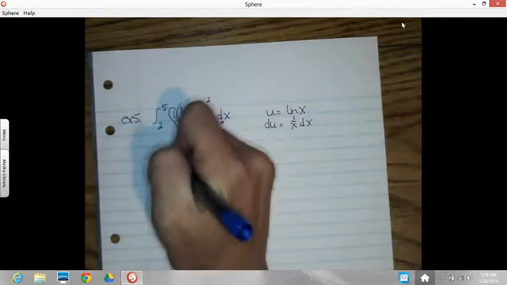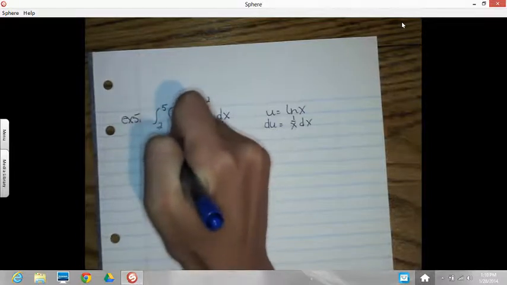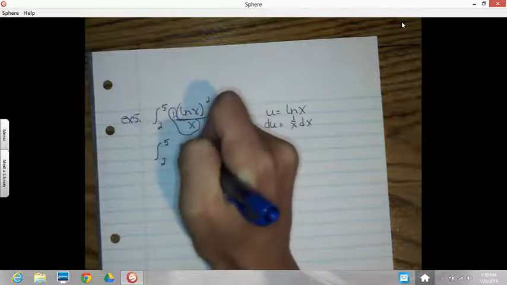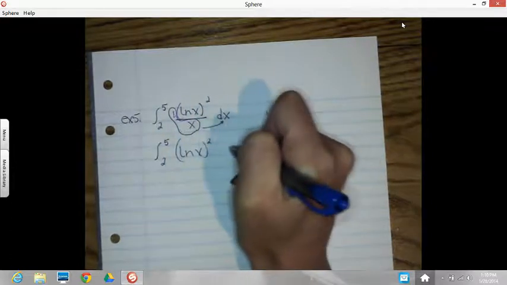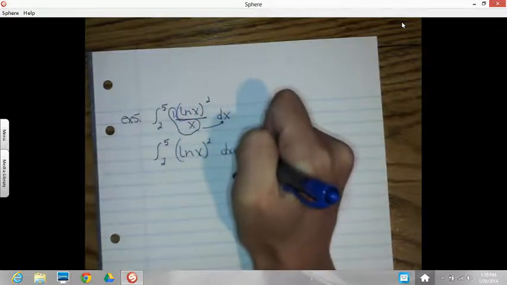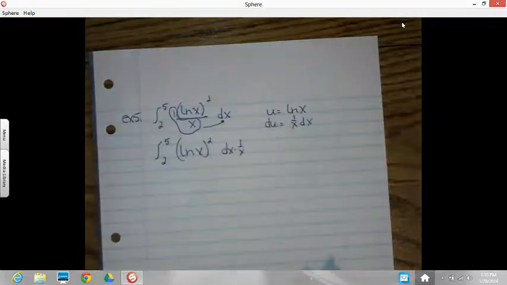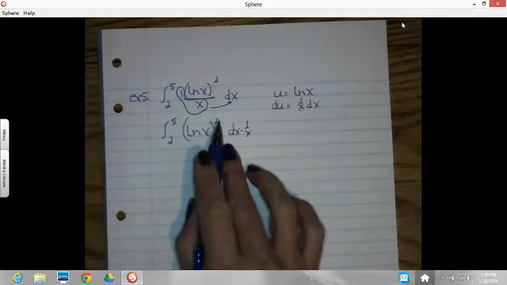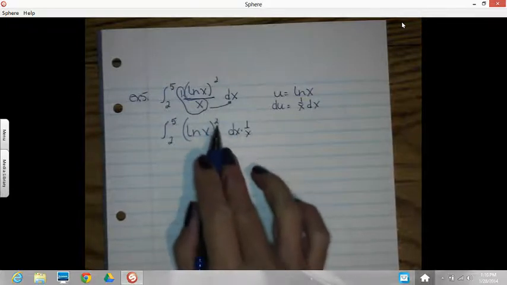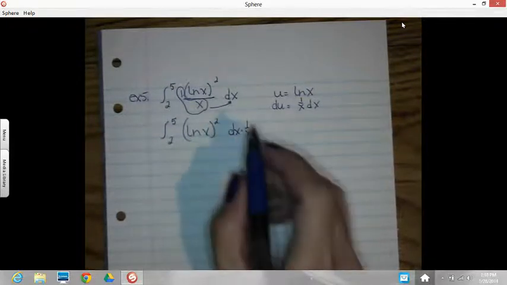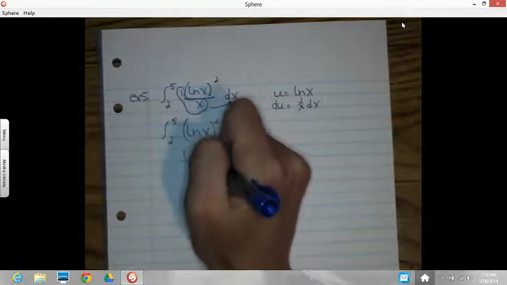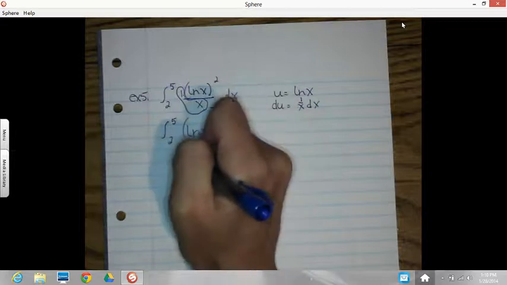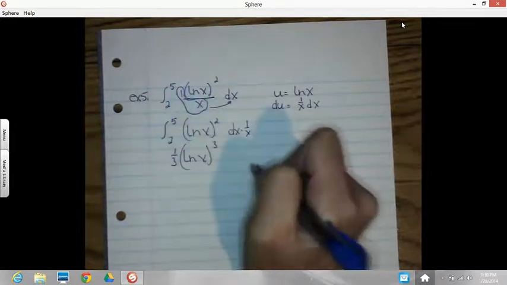So I have the integral from 2 to 5 of (natural log of x) squared, and then I've got my dx with my 1 over x that I slid over here. So now it's just a regular old power rule. U to the second power. I have the u prime, so it's ready to go with power rule. Add 1 to the exponent. Multiply by its reciprocal. And then we evaluate from 2 to 5.